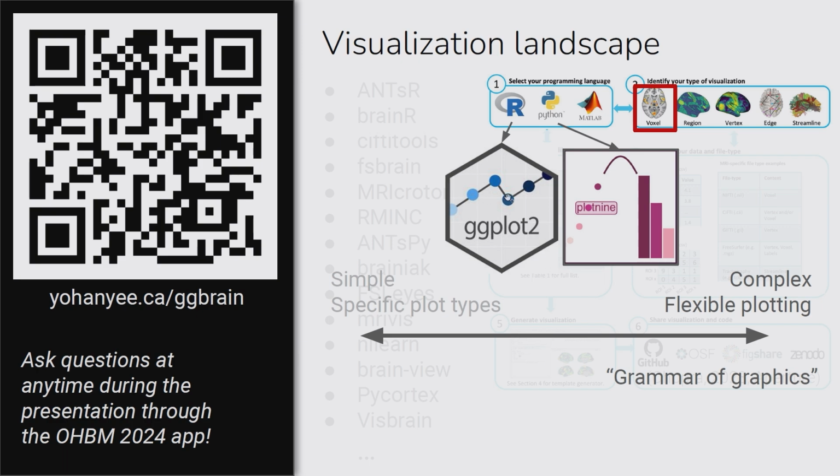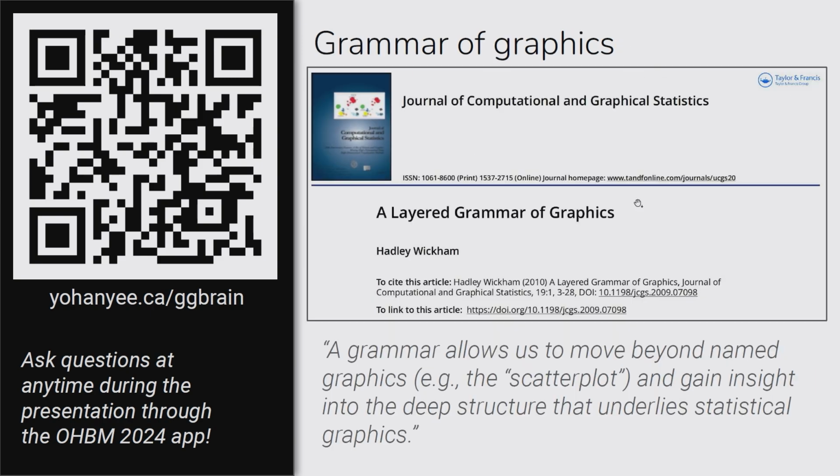In R, there's a package called ggplot. The equivalent in Python is called plotnine. I'm sure there are others in other languages. I'm just not too familiar with those. In R, the grammar of graphics and ggplot really arose from Hadley Wickham's paper, A Layered Grammar of Graphics. And he writes, a grammar allows us to move beyond named graphics. So just as I said, beyond specific contexts, beyond scatter plots, beyond bar charts, we can start to really think about the deep structures that underlie these graphics and then put them together to create anything you want.